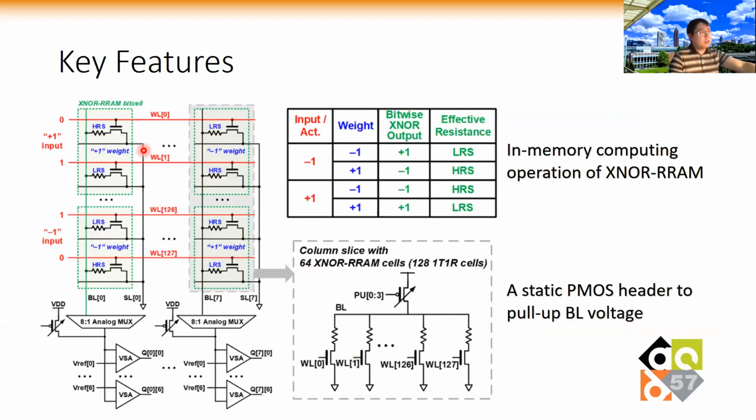So here are the key features of the design. As I said, we use two 1T1R cells to represent the positive weight and negative weight, and also the positive input and negative input. So we can do this XNOR computation. At the end of the column, we have a pull-up PMOS, and this node voltage is the voltage representing the partial sum. And this voltage will be sensed by a flash ADC based on 7 voltage mode sense amplifiers.